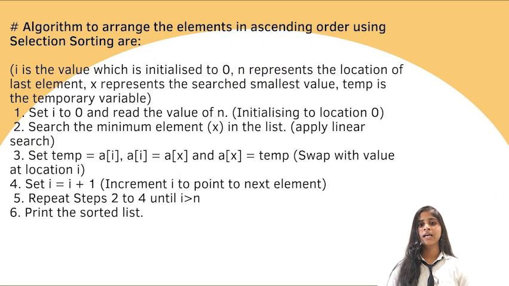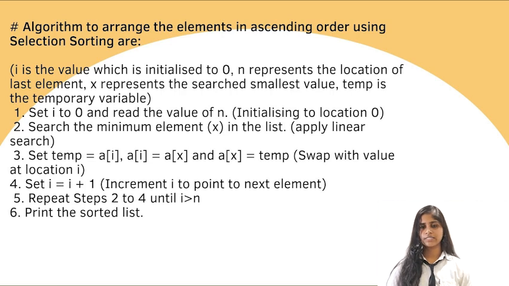Coming to the next, the algorithm to arrange the elements in ascending order. How we can arrange them in ascending order using selection sort. First we have to understand some of the terms before seeing the steps. First one is I, which is the value initialized to 0 and represents the location of the last element. x represents the searched smallest value, and temp is the temporary variable.